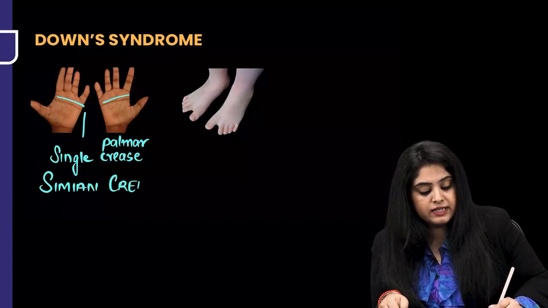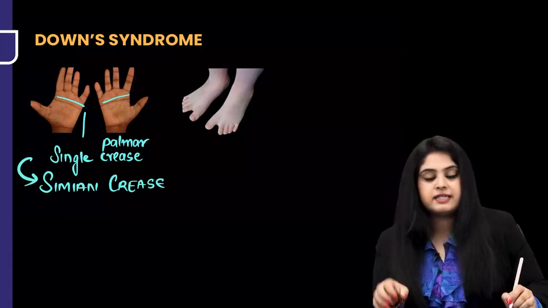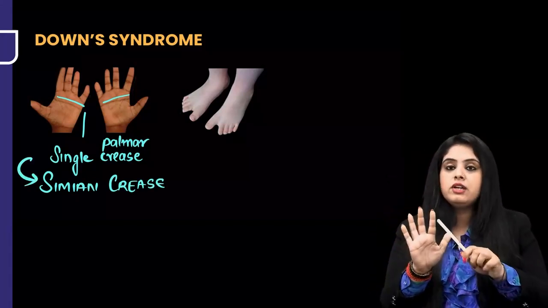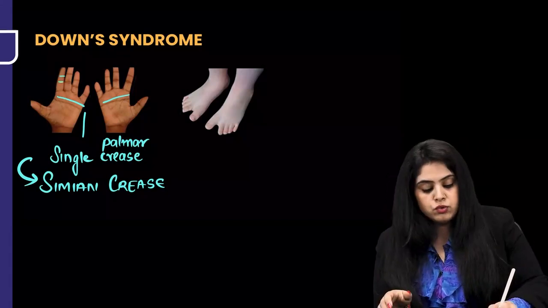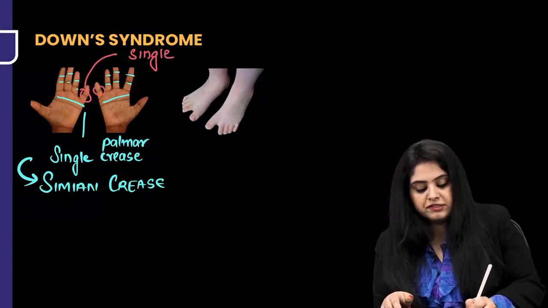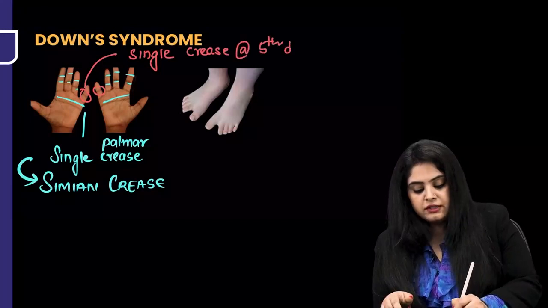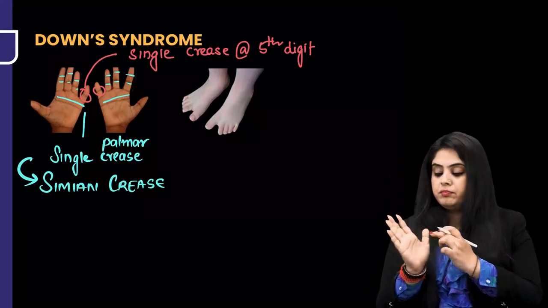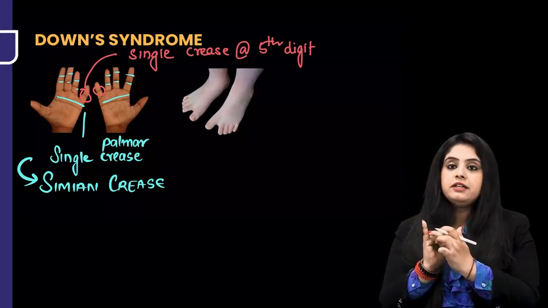Not just that, look at their tiny little finger. Look at all your fingers. You have two creases on every finger, right? But look at their little finger. Their little finger has only a single crease. So again, remember, there is going to be a single crease that is present at the 5th digit. This is the hand-related finding. So palm has a single crease and little finger has a single crease.